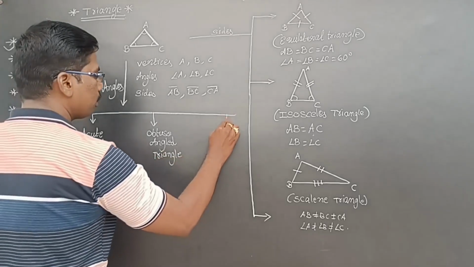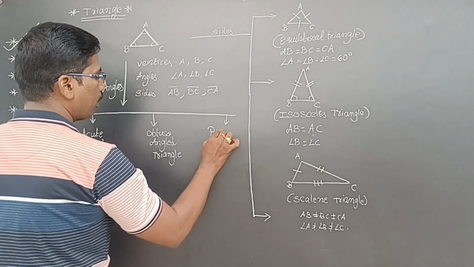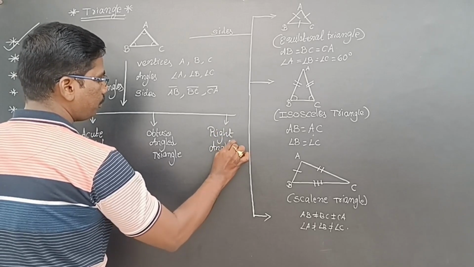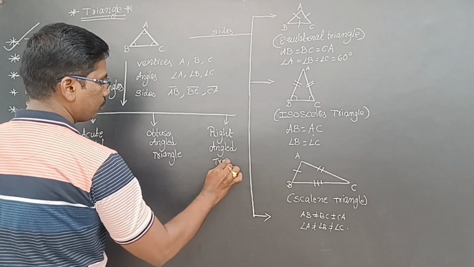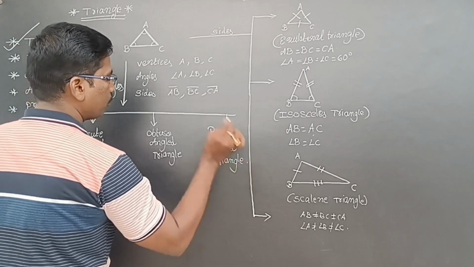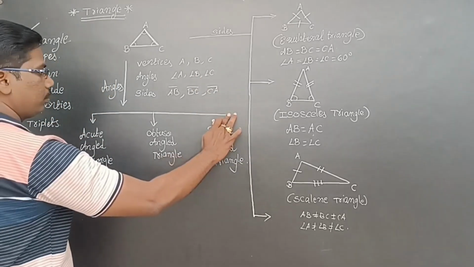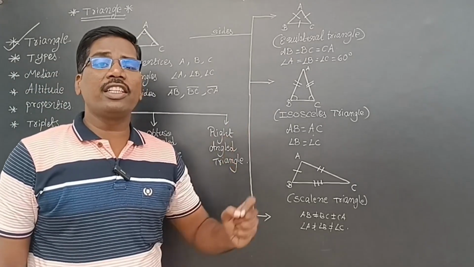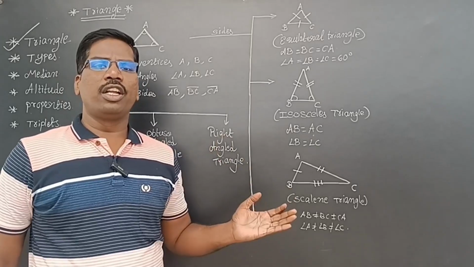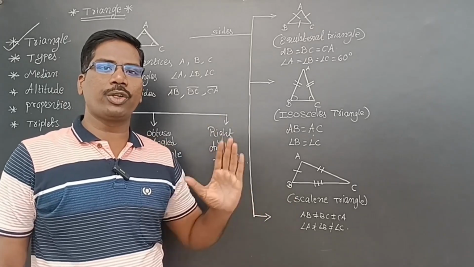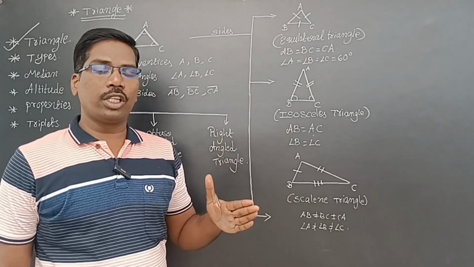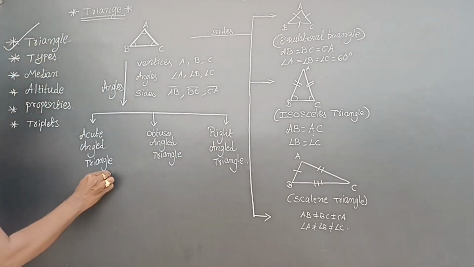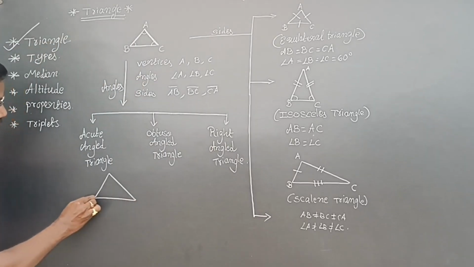And the third one is right angled triangle. What are those? Let us see. Acute angle triangle: a triangle in which all angles are acute angles. Means, in the day before day class we have studied what is acute angle. The angle more than 0 degrees and less than 90 degrees. Those are called acute angle triangles. Means all angles are acute angles.